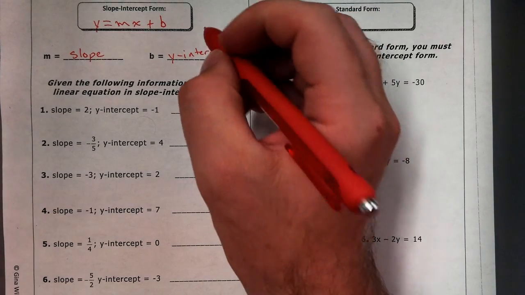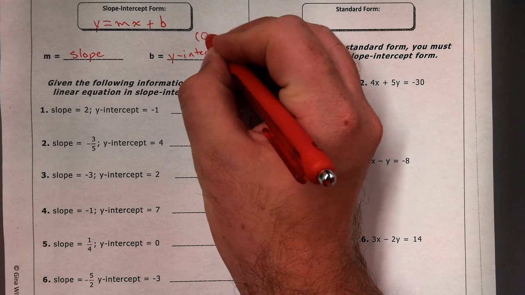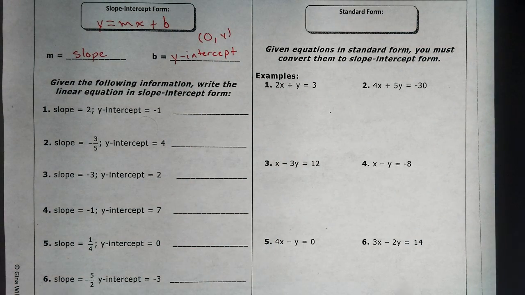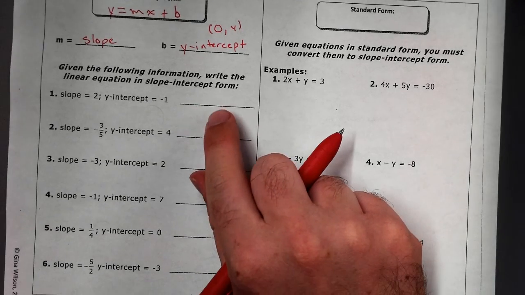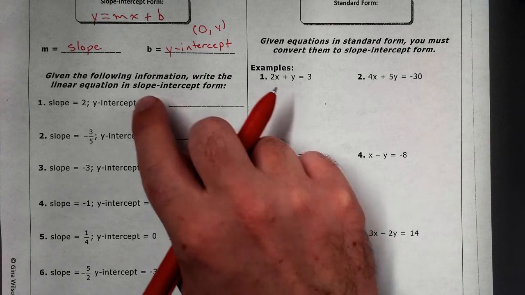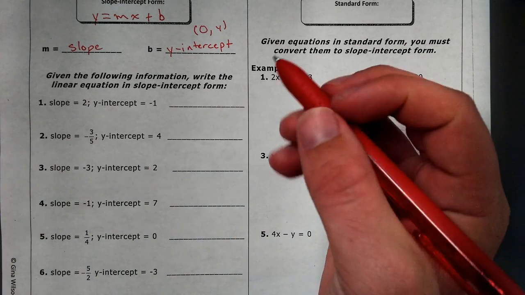Every y-intercept, the x value is always 0. It'll be 0, comma, and then whatever the y is. Now it says, given the following information, write the linear equation in slope-intercept form. We'll do a couple together, and then I want you to try a few on your own.